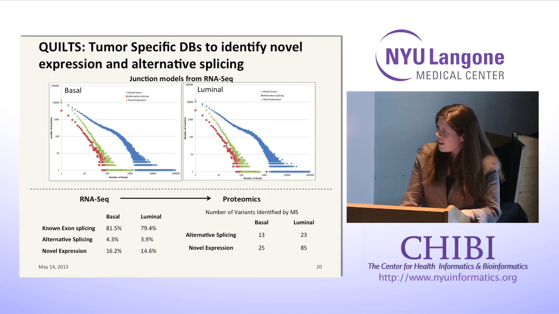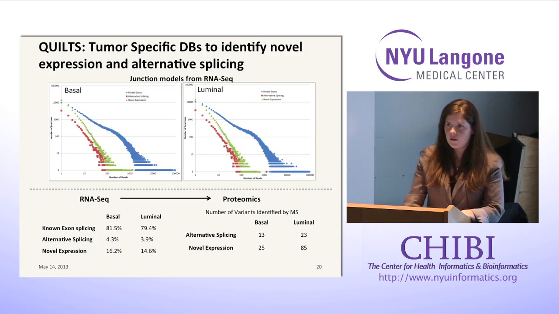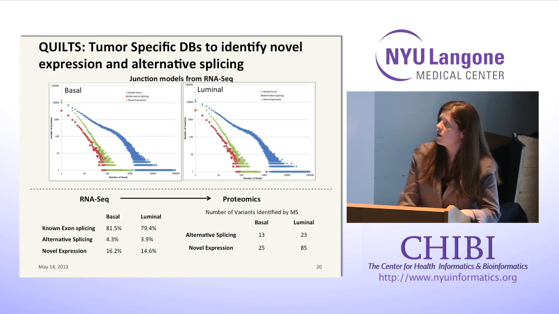So as you can see, most of it matches known exon splicing. That makes sense. We have about 4% that are novel alternative splicing and about 15% with novel expression. And we don't expect to see all of these reflected in our peptides. We expect to see a small percentage of them. And when we look at our proteomics, we do see some peptide evidence for these novel proteins.